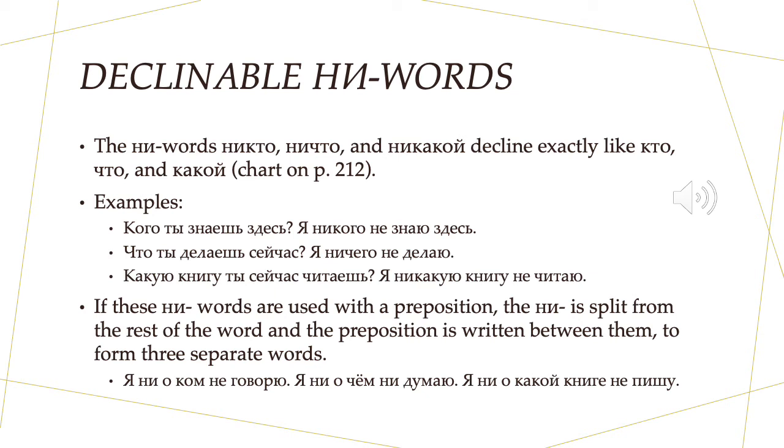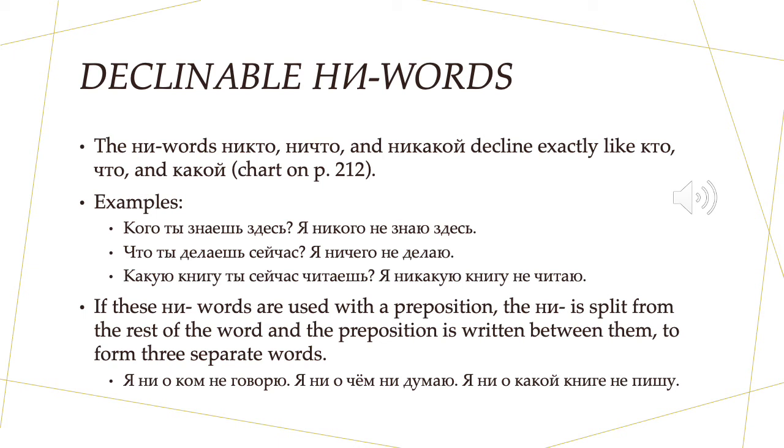Что ты делаешь сейчас? Я ничего не делаю. What are you doing right now? I'm not doing anything. Какую книгу ты сейчас читаешь? Я никакую книгу не читаю. What book are you reading right now? I'm not reading any book. And again, никакой doesn't translate exactly into English, but it's like any kind or no kind. And it's used very commonly to say, I'm not doing anything like that, or I'm not reading any book, or I'm not doing anything.